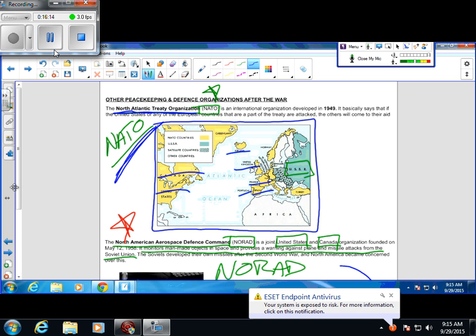So that's basically what NATO is. What my class needs to remember is what NATO stands for, which is the North Atlantic Treaty Organization. Basically, if the United States or any other European country was attacked, other countries will come in and help out and aid as well. That's NATO.